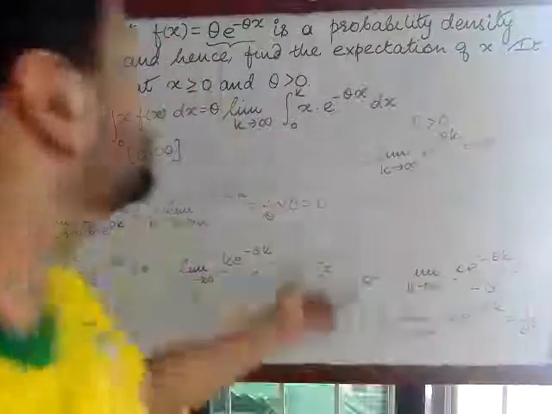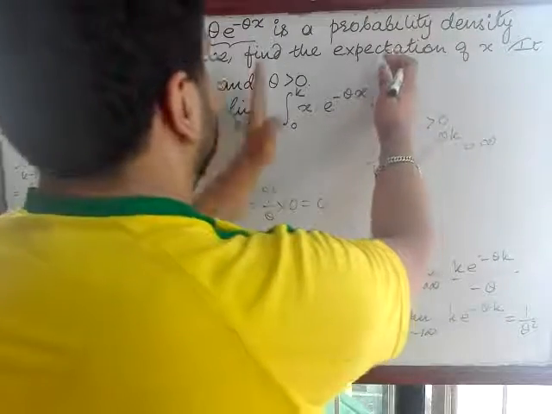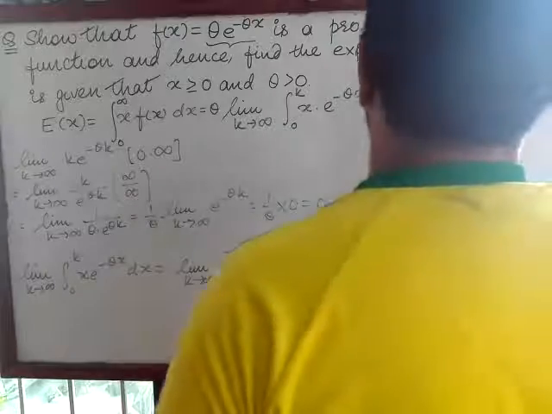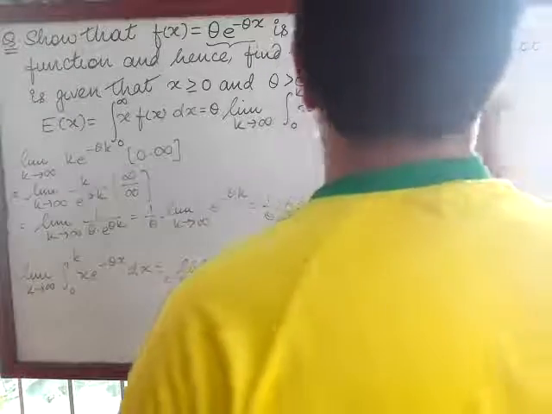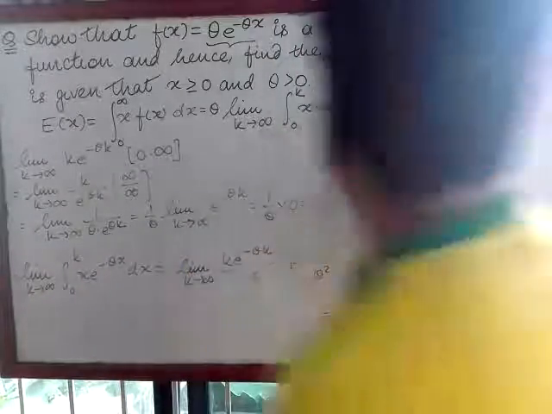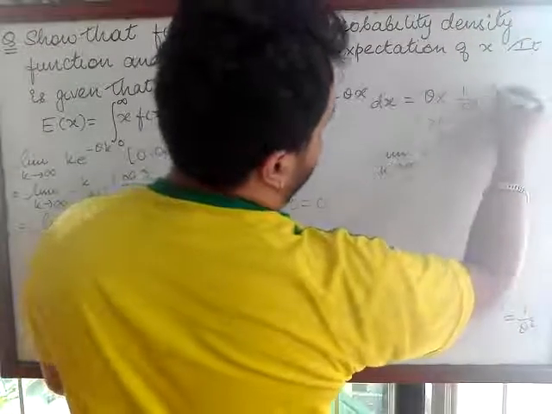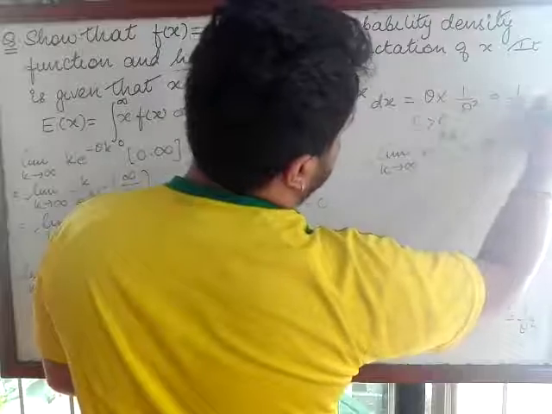So basically this integral reduces to 1 by theta squared. So this integral with the limit is equal to 1 by theta squared. So the expectation, with the factor of theta, is 1 by theta.